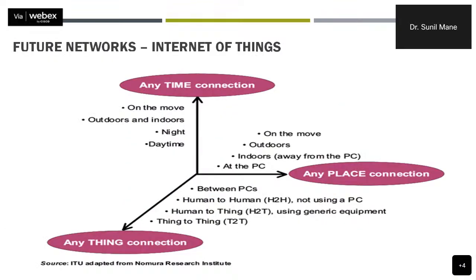So the future networks, if we talk about anytime connection, anything connection, any place connection, all these are giving us a lot of connectivity, and at the same time, security related problems are also increasing.